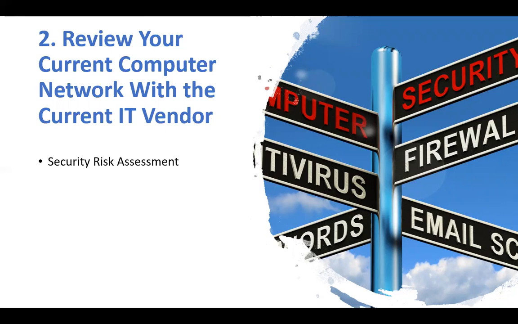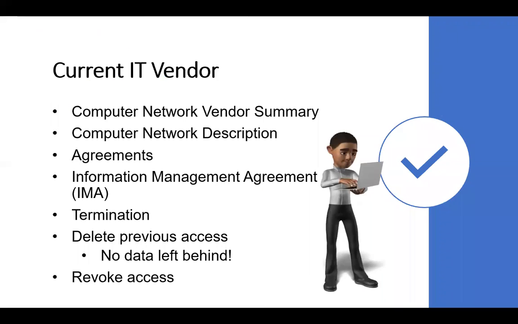Make sure that you've got a complete hardware and a software inventory, and that you have reviewed all of the access permissions. So look at all of the users that are on your list that are still active, and make sure that they are still in your organization. And that applies to your vendors as well. So if you've granted them access to your systems, make sure that those permissions are still active. And anything that is not active, of course, you're going to end date or inactivate them. With your current IT vendor, you're going to have them review the vendor summary, the computer network description, and the agreements, and review together the information manager agreement and make sure that the right people have signed it.